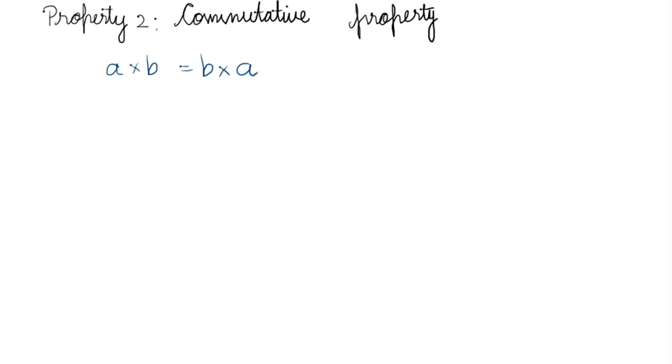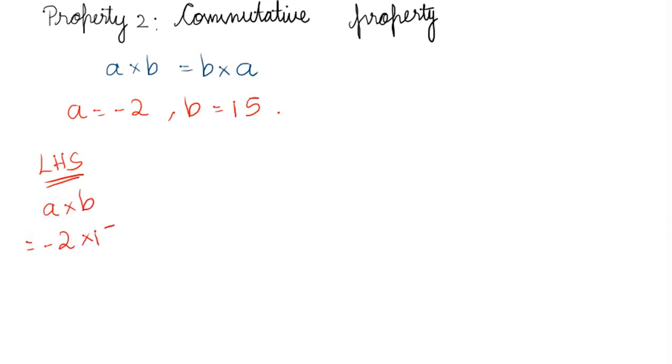The second property is commutative property. That is nothing but a into b equal to b into a. Let's check it out with an example of a equal to minus 2 and b equal to 15. First we'll solve it for our LHS. Our LHS is nothing but a into b, so that is minus 2 into 15. Here we have minus into plus, which will be minus. 2 into 15 is 30, so our product is minus 30.